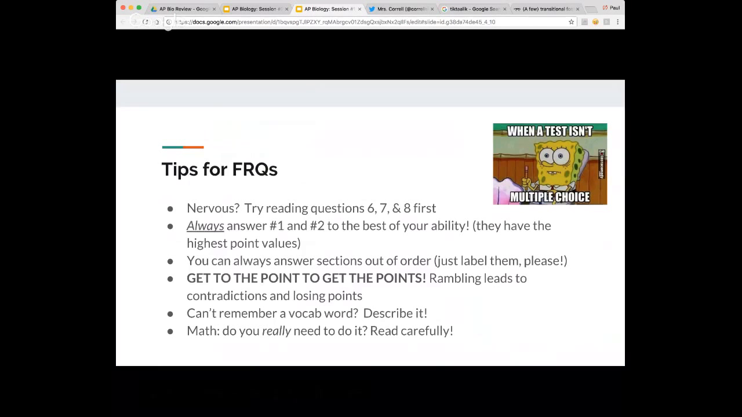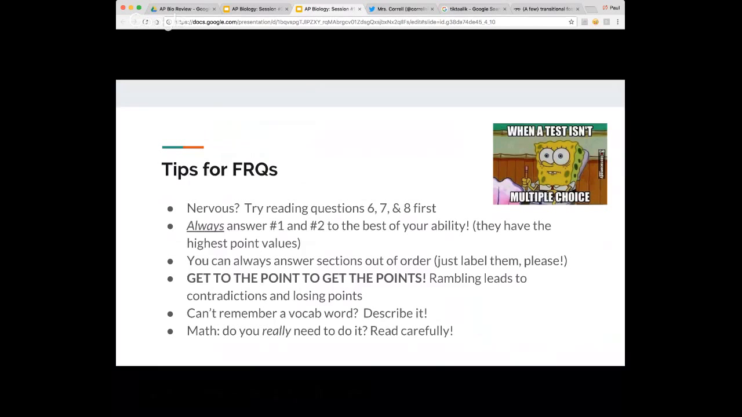For the free responses, always answer question number 1 and 2. Even if you can't get all the parts, any of the parts is important. They have the most points attached to them. They're 10 points each. And if you don't answer them, it's really tough to recover from those missing points. Really, really frustrating if those ones are blank.